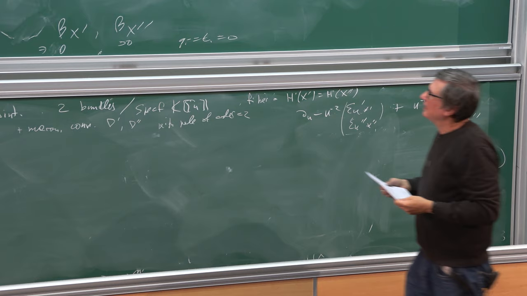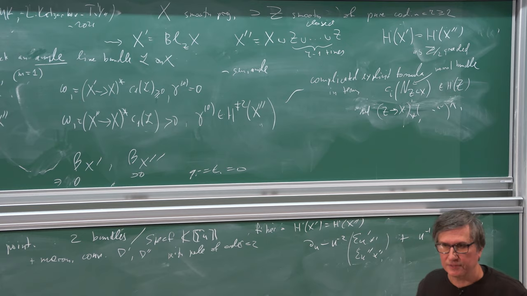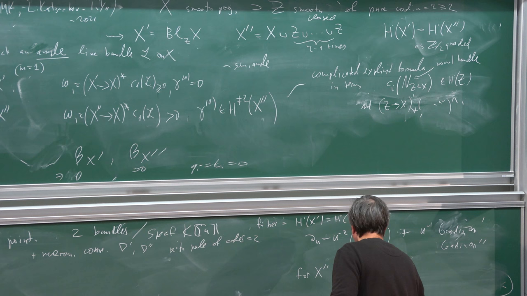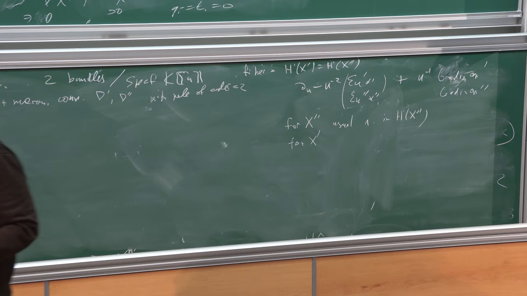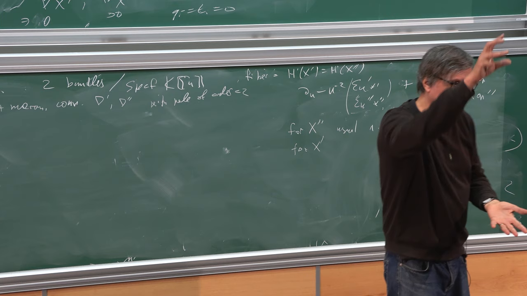So what happens for the variety, maybe X double prime? You use just the usual cup product with this thing because when q equals zero, only degree zero curves survive. And for X prime, what you do, you look at the curves which have degree zero with respect to this pullback. And curves which have degree zero with respect to pullbacks are curves which stay in exceptional divisors, contracted to a point.